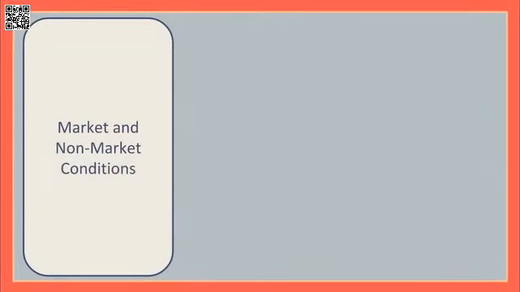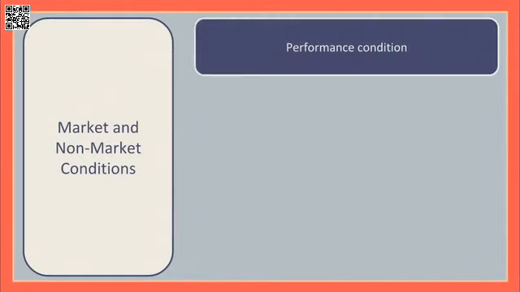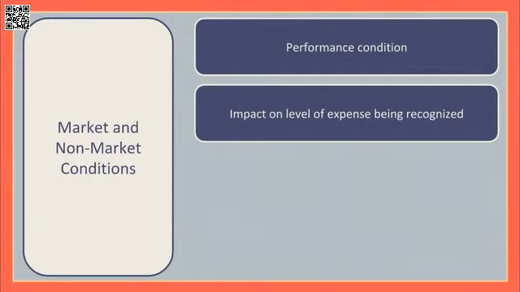Sometimes a scheme will include a performance condition such as target growth rate, length of service, or growth in earnings per share. As we have seen in the examples, these will impact on the level of expense being recognised. For example, if a member of staff leaves before the end of the vesting period, we stop recognising expense in respect of that member of staff.